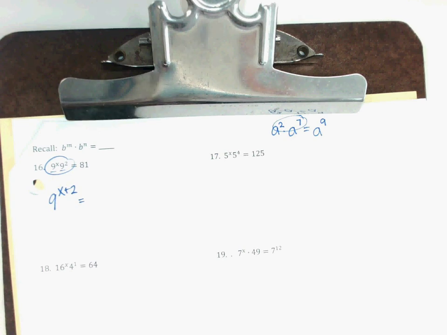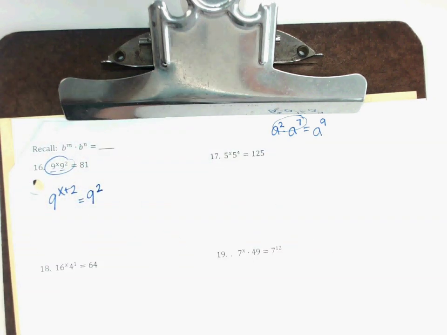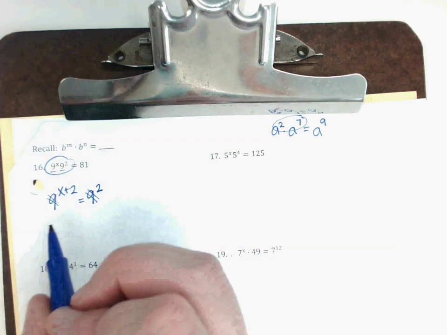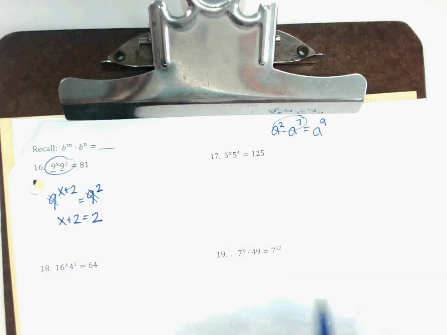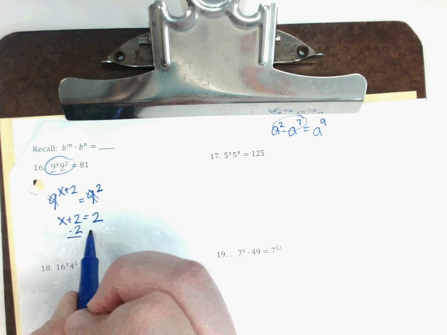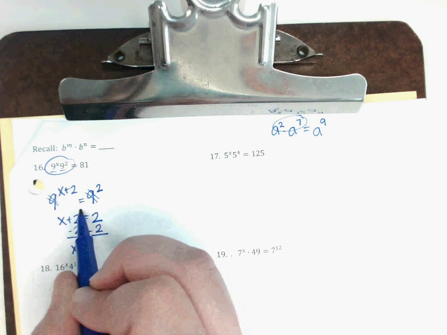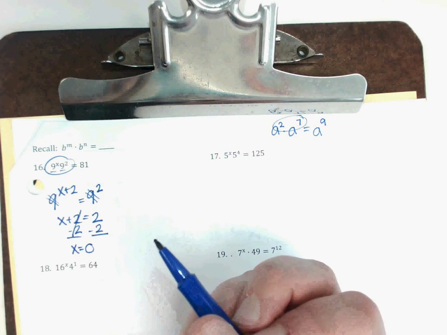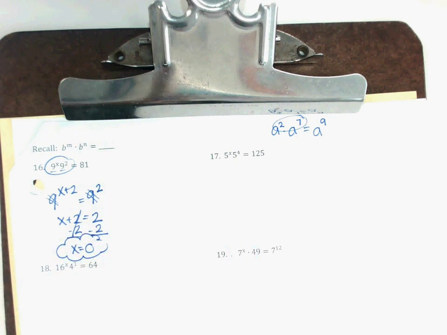So look back at your 9 chart. What is 81? 9 to the 2. And then from there, I can cross out my base 9s. X plus 2 equals 2 comes down, and then what's my next step? And what's 2 minus 2? 0. Does that mean no solution? No. 0 is a number too. Sometimes it's the answer. Okay, so remember, 0 is allowed to be the answer.